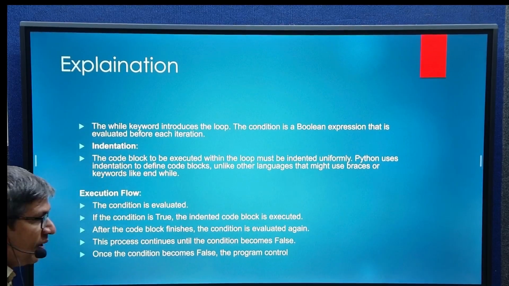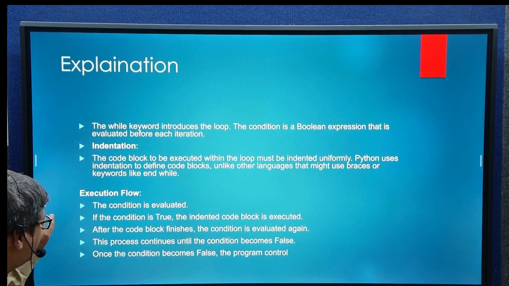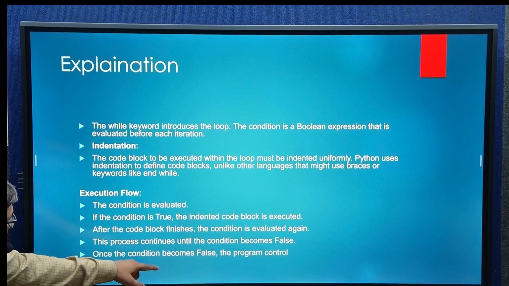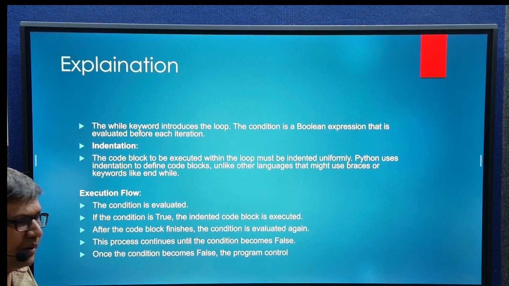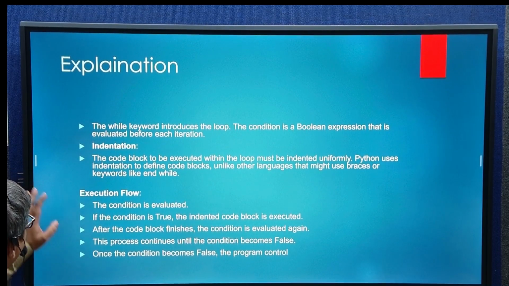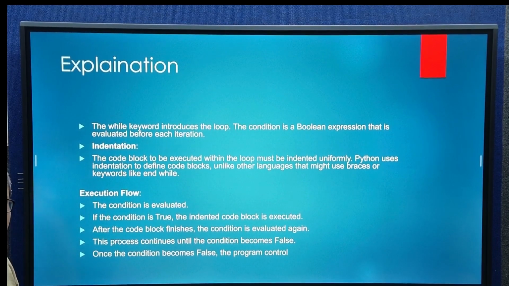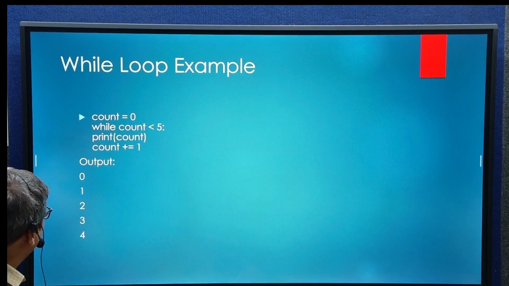So this is very important: the syntax is different from the for loop, but it is quite an easier syntax compared to the for loop. Once the condition becomes false, the program control goes out of the loop. So this is the explanation of how the syntax and working of the while loop is executing. And after that we come to an example of the while loop.